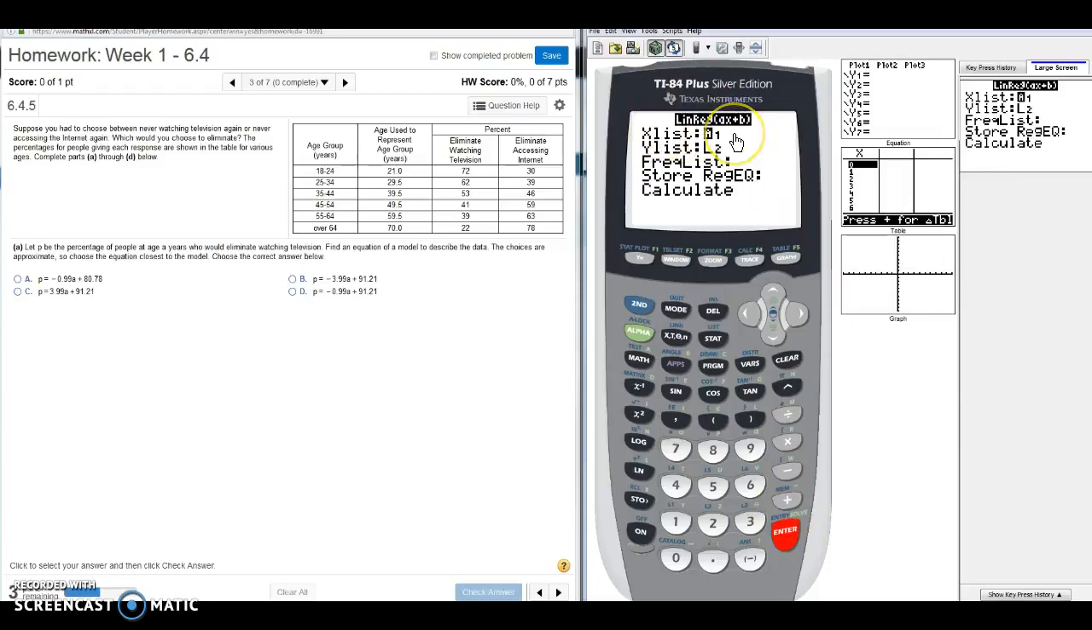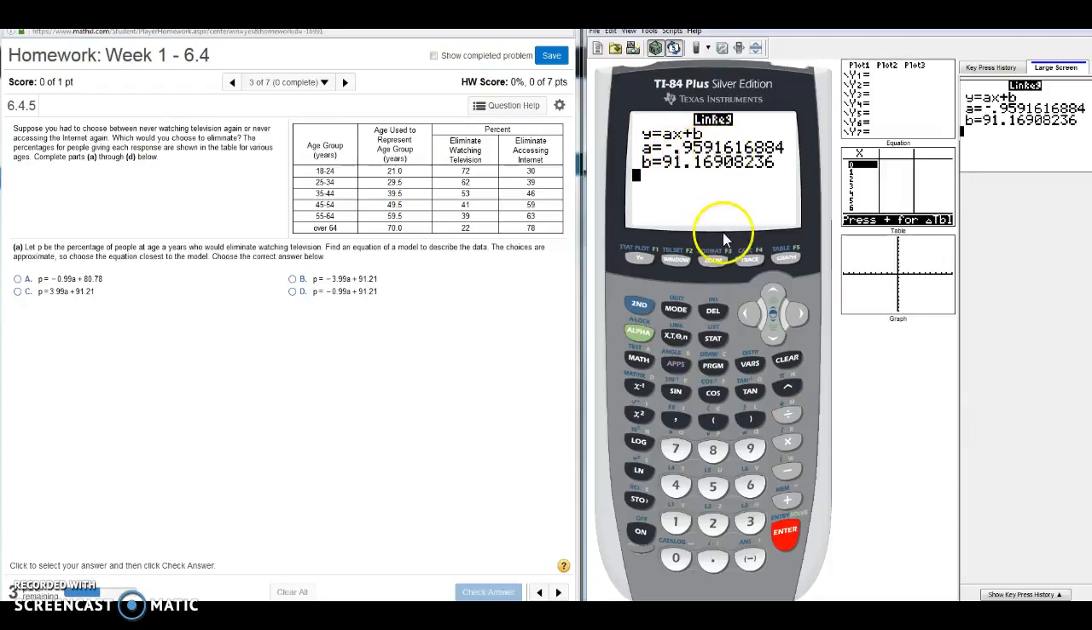My X values will be in list 1. My Y values will be in list 2. My frequency list I don't change. My store I don't change. I just go down to Calculate and hit Enter. And it tells me that my A value, which is my slope because it's multiplied by X, remember y equals mx plus b is this format, my slope is negative 0.959. And my B value is 91 point, something's wrong.